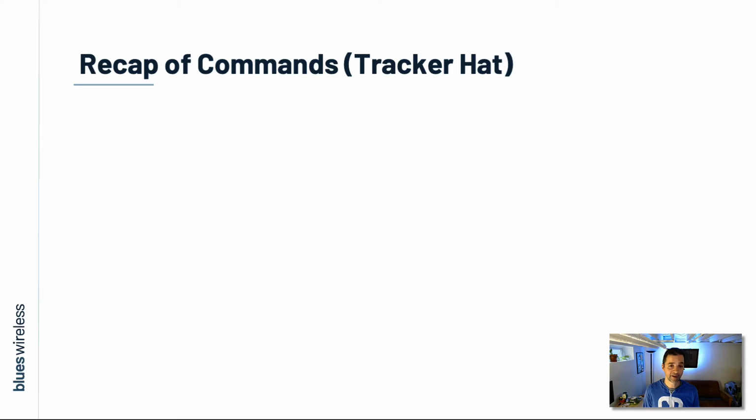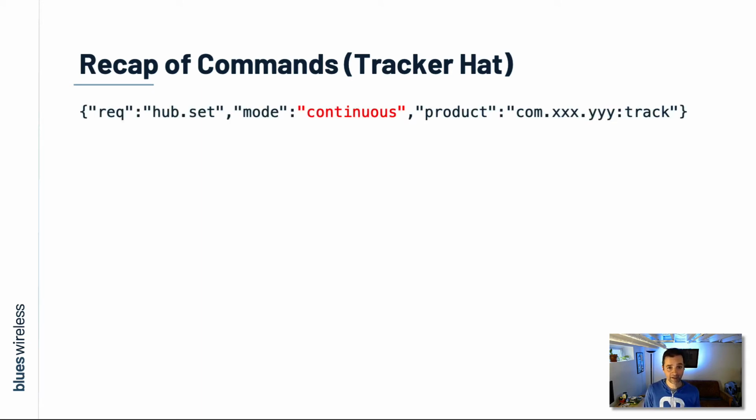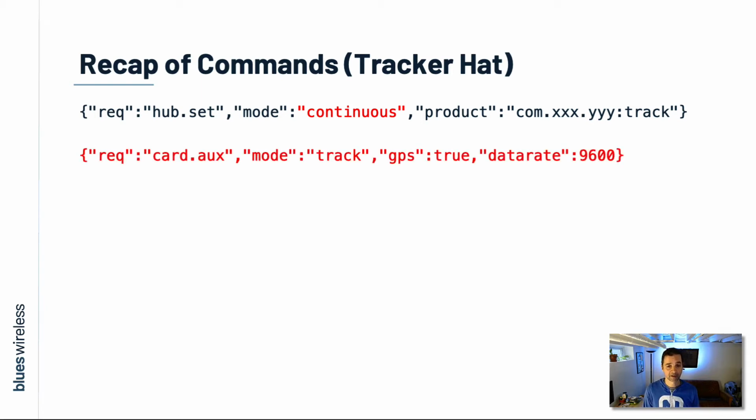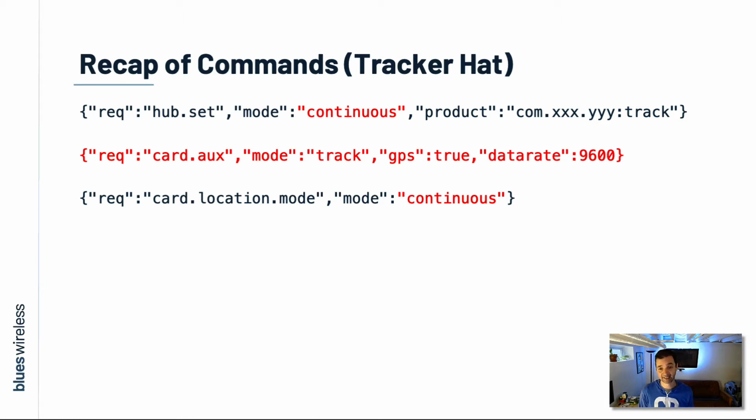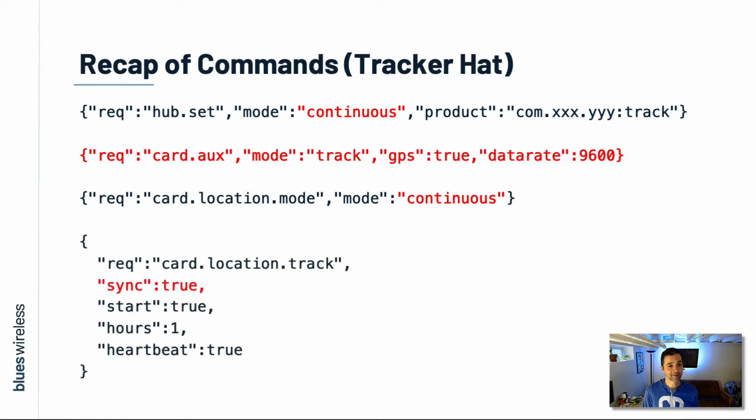And again, when configuring the new tracker hat, the commands are very similar. Instead of using periodic mode for cellular, you can leave it in continuous mode. Note that periodic mode will always save some battery, of course. There's also a call to card.aux that tells the Notecard to use this external GPS. And again, GPS can also remain in a continuously connected state. And then there's the optional sync true parameter on card.location.track that tells the Notecard to perform an immediate sync to Notehub when notes are added.